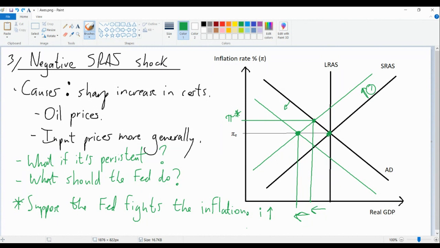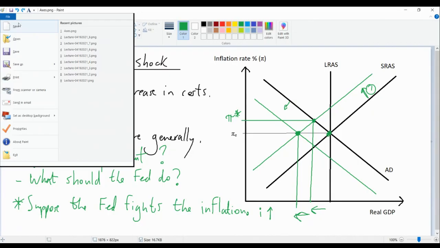So when there are negative supply shocks, there are no good options. Any questions, comments about this? About negative supply shocks and the Fed's unfortunate inability to have any good solutions? All right, if not, then there's one more thing, actually two more things that I think are worth discussing.